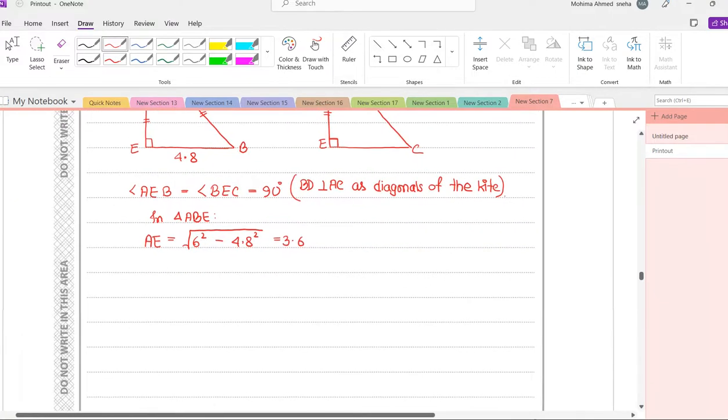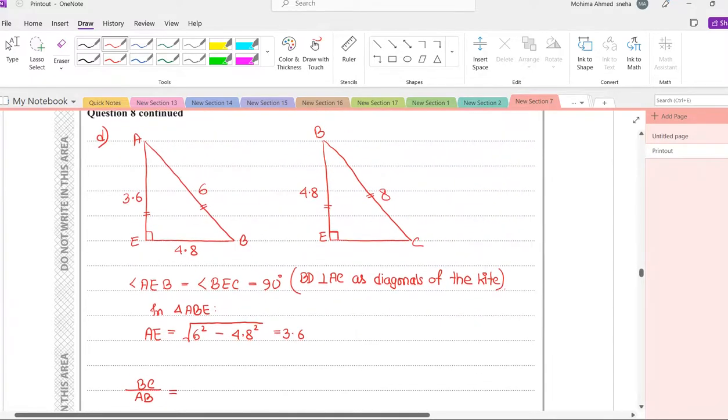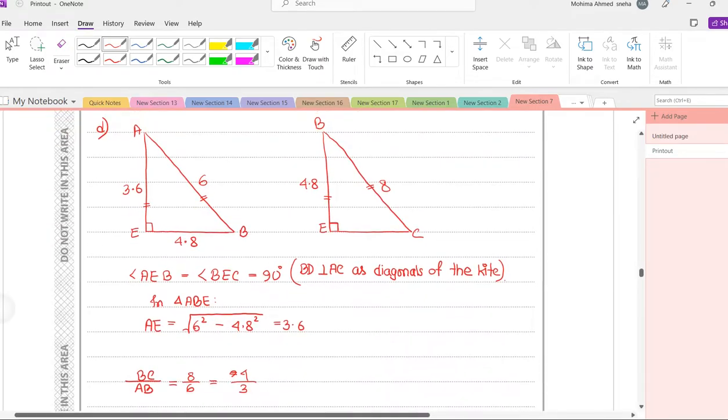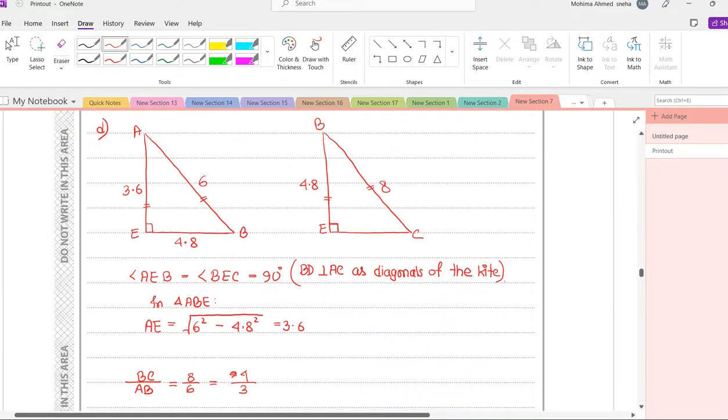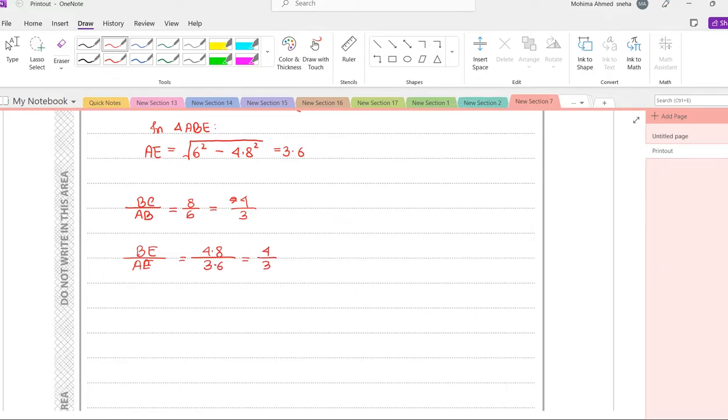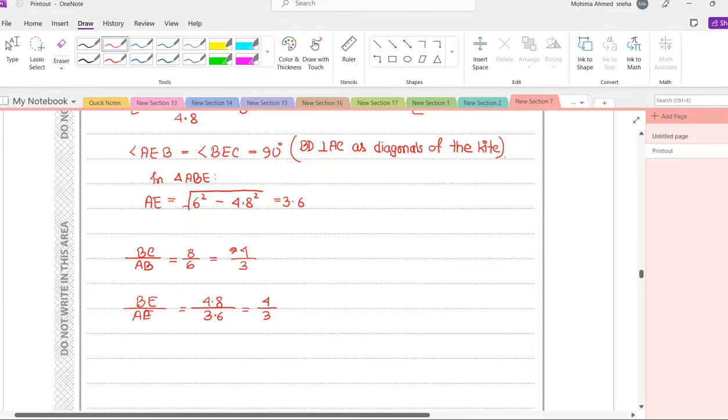Or BC by AB. So BC by AB is basically, BC is 8, 8 by 6. 8 by 6 will give you a value of 4 over 3. And then again, if you divide BE by AE, BE by AE gives you 4.8 by 3.6, which gives you again 4 by 3. So the ratio of the sides are similar, and one of the angles is similar. So obviously triangle ABE and BEC are similar to each other.